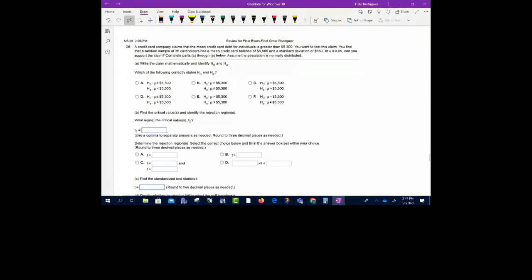Okay, let's take a look at the next question. This is number 26. And it says, a credit card company claims that the mean credit debt for individuals is greater than 5,300. Okay, so first thing I'm going to do, y'all, the mean is greater than 5,300. This is our claim. That is my Ha. This is the H0. Okay. All right. So it says write the claim mathematically and identify the H0 and the Ha. We have it right here.